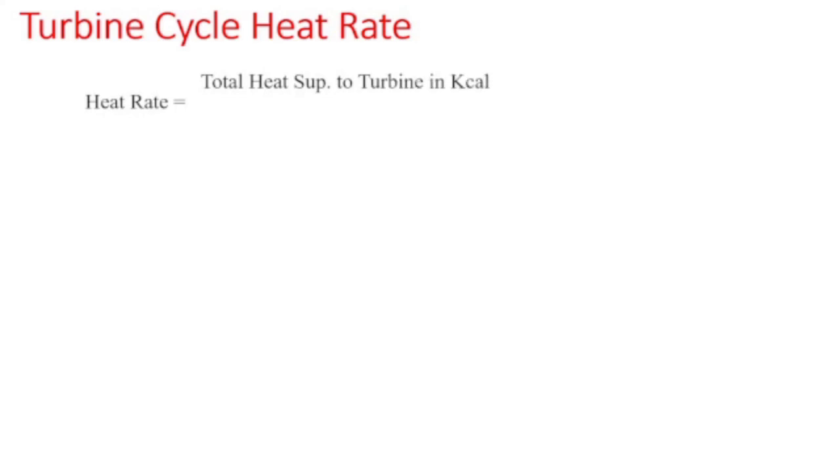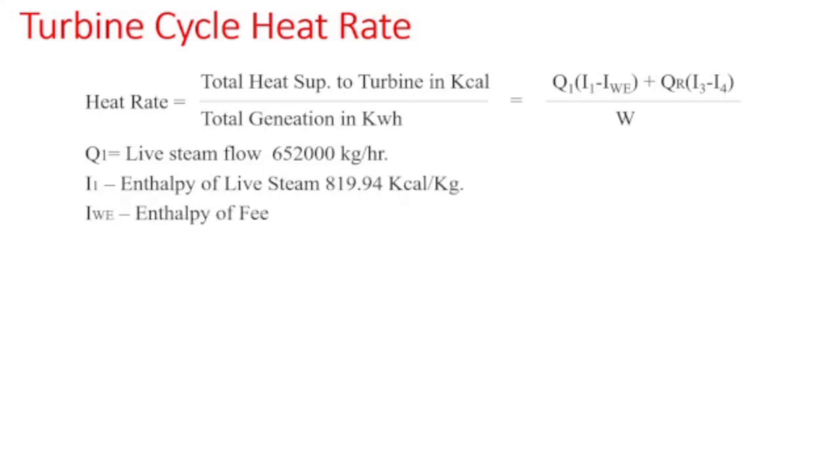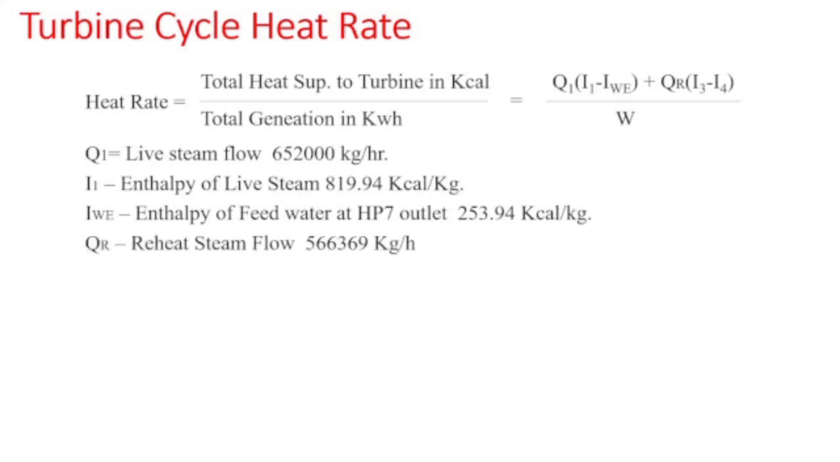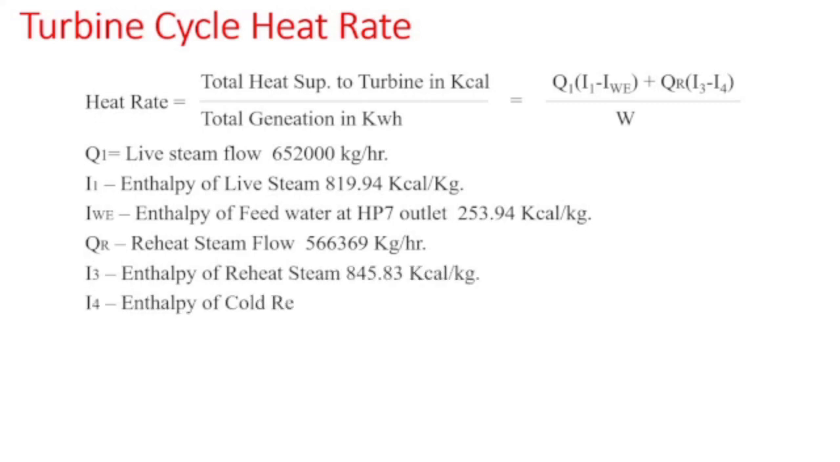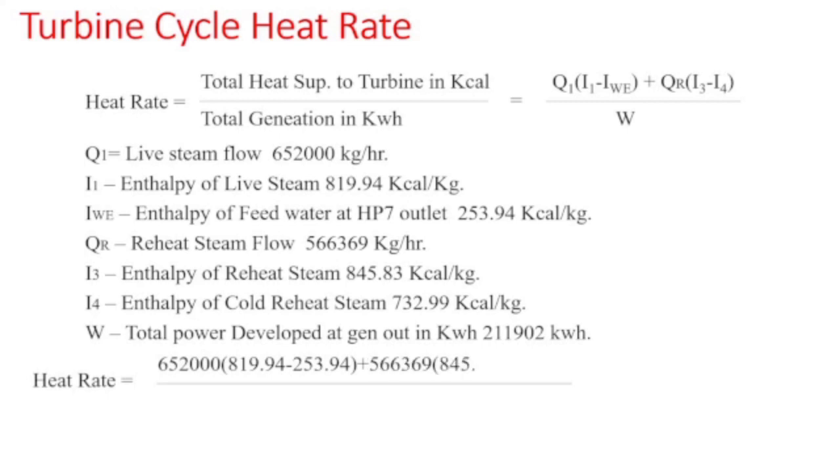For calculating the turbine cycle heat rate, the heat rate would be equal to the total heat supplied to the turbine in kilocalories divided by the total generation in kWh. The total heat supplied to the turbine can be calculated by Q1, that is the live steam flow, multiplied by the enthalpy of the live steam, which is 819.94. IW is the enthalpy of feed water. QR is the reheat steam flow. I3 is the enthalpy of the reheat steam. I4 is the enthalpy of the cold reheat steam. And W is the total power developed in 1 hour, that is in kWh.